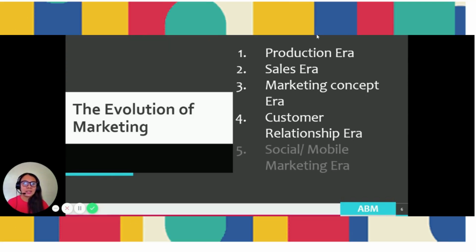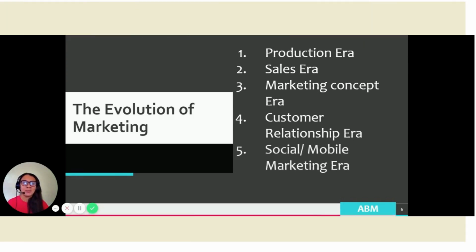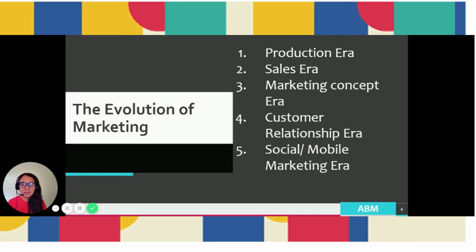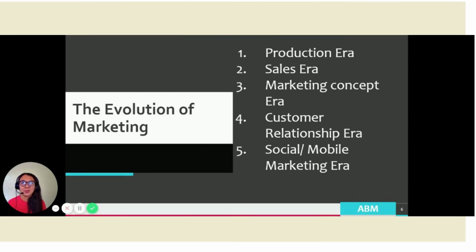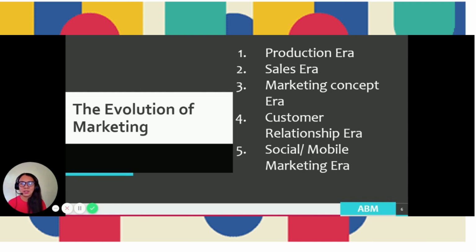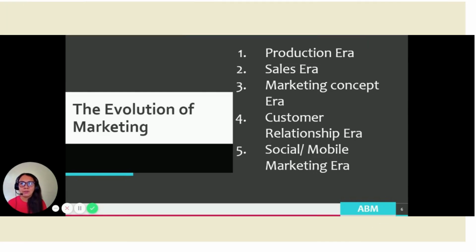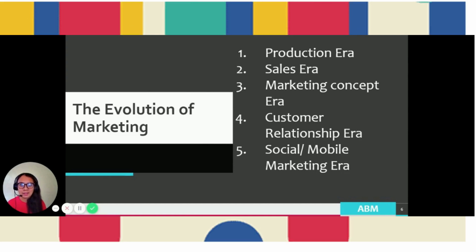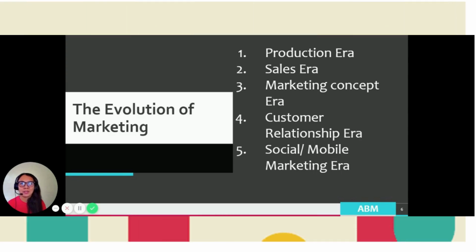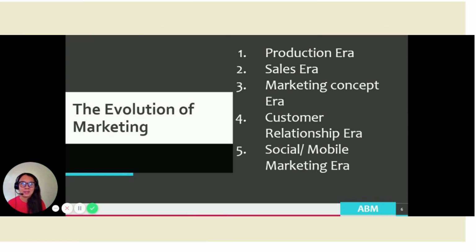The last one is the social or the mobile marketing era, and this covers the period from 2010 up to the present. Nowadays, businesses focus on being social and connecting with clients in real time. Because of technology, businesses and customers can communicate 24/7. Like if you send a message to a business online, you can receive a reply instantly. So the customer is in the driving seat now, not the businesses.